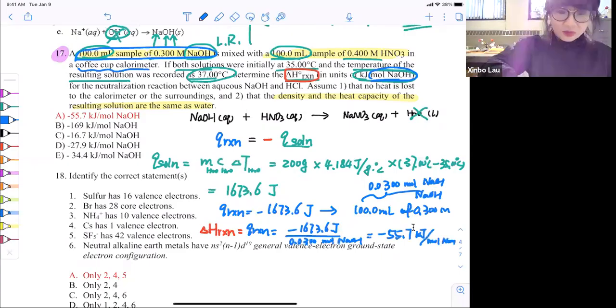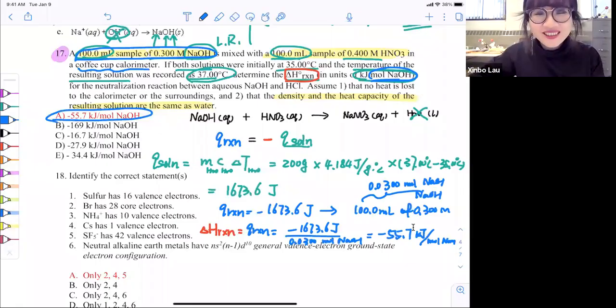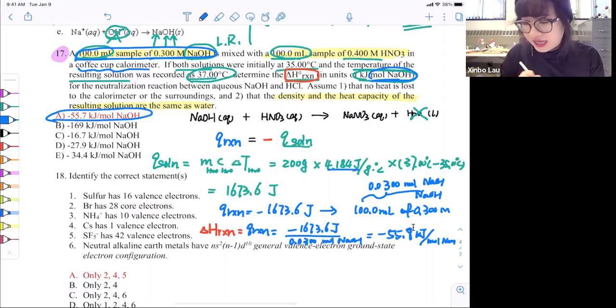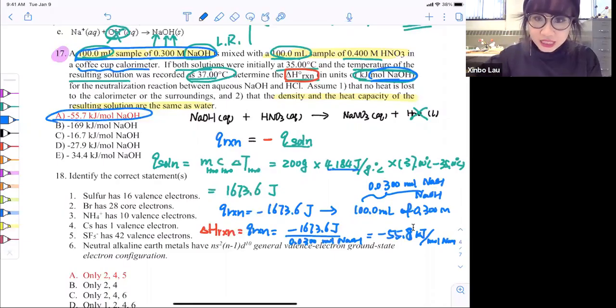Okay, so then you can finish the choice, and it's going to be A. Anyway, I was also going to say if you use 4.18, you get negative 50. For this, when you use 4.184, you get negative 55.787. If you round it, that's going to be 55.8. And if you use 4.18, you get negative 55.733, so you can round it to 55.7.